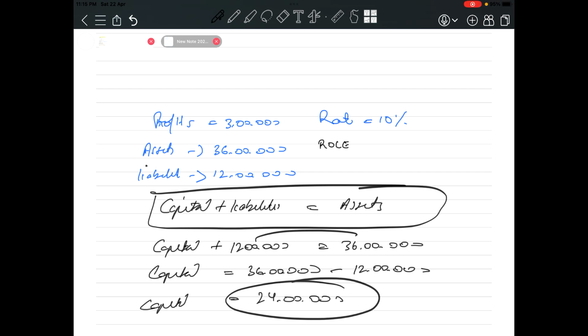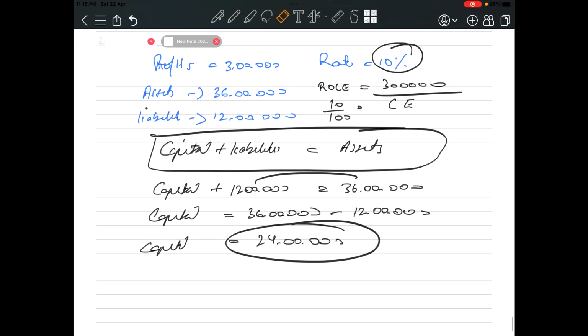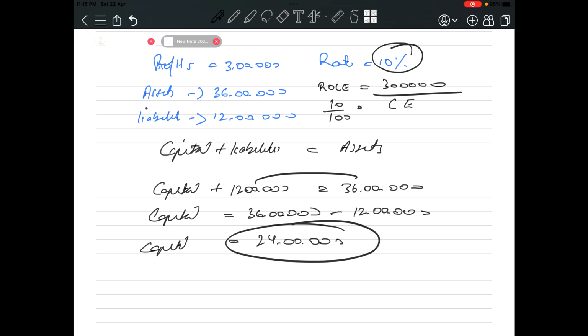How much profit will we get if we invest X amount of capital? We know the profit is 3 lakhs, and the rate is also given, 10%. So this way I can find out my capital normally employed. Let me write it here. I will simply cross multiply.